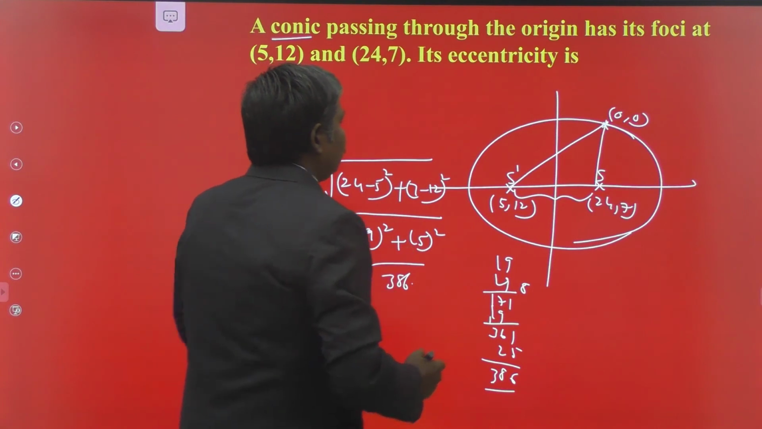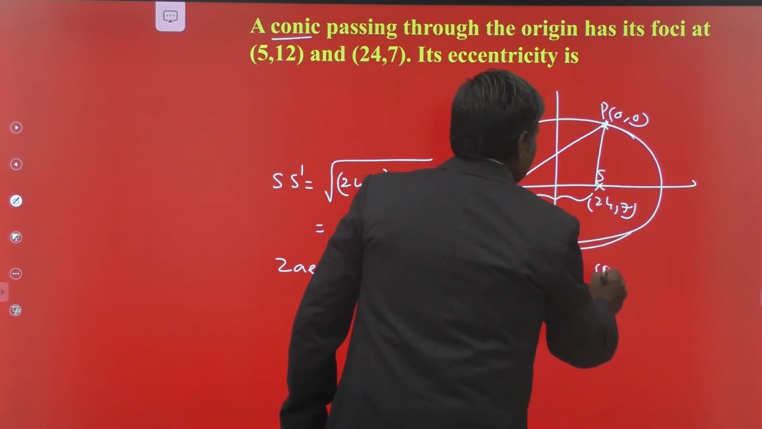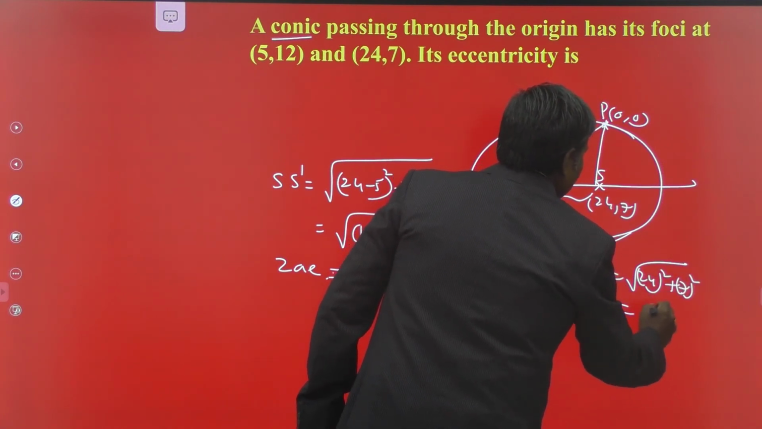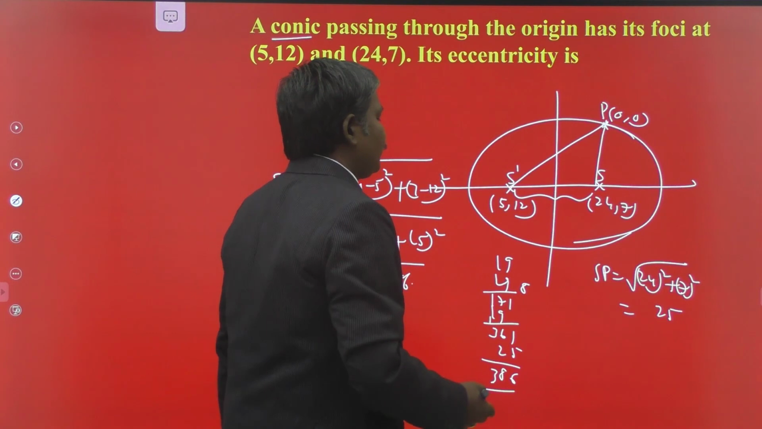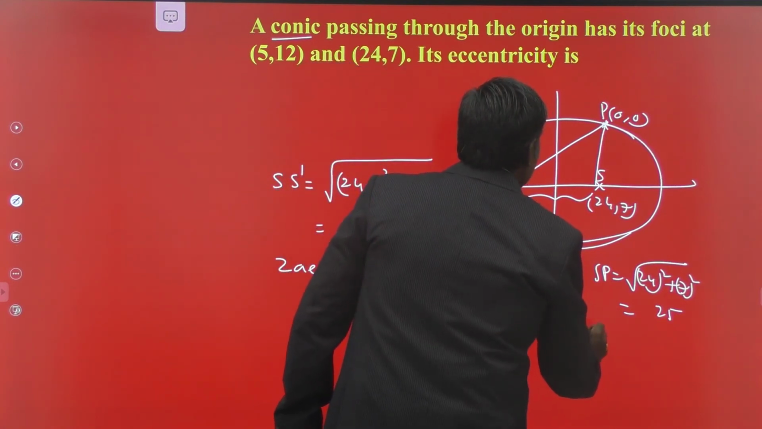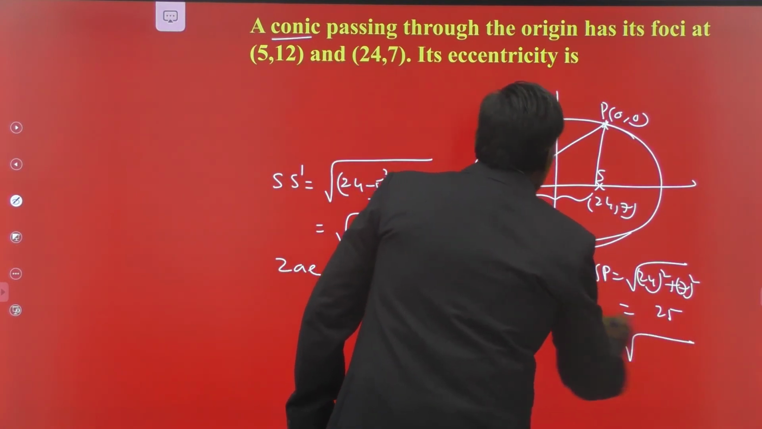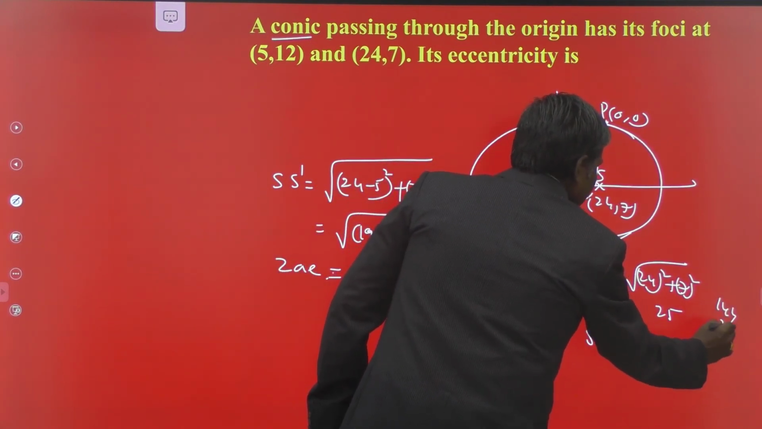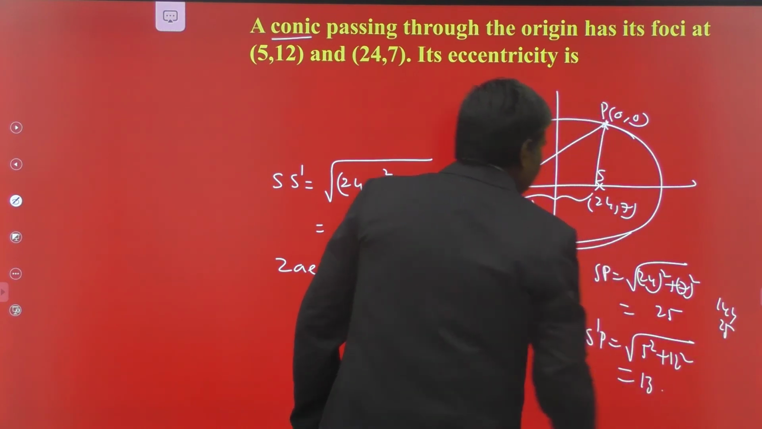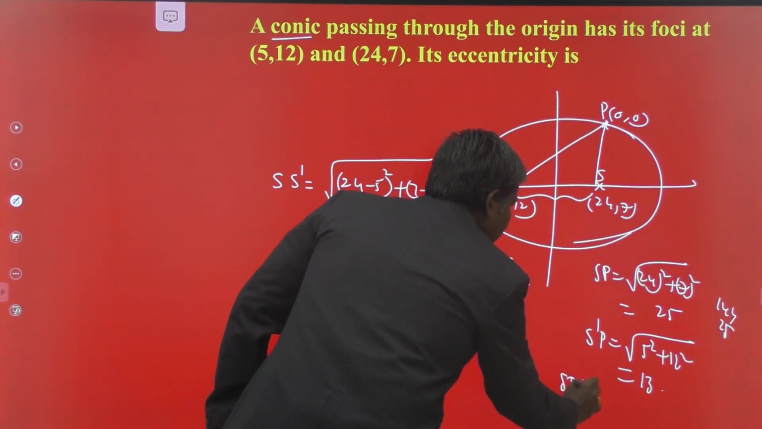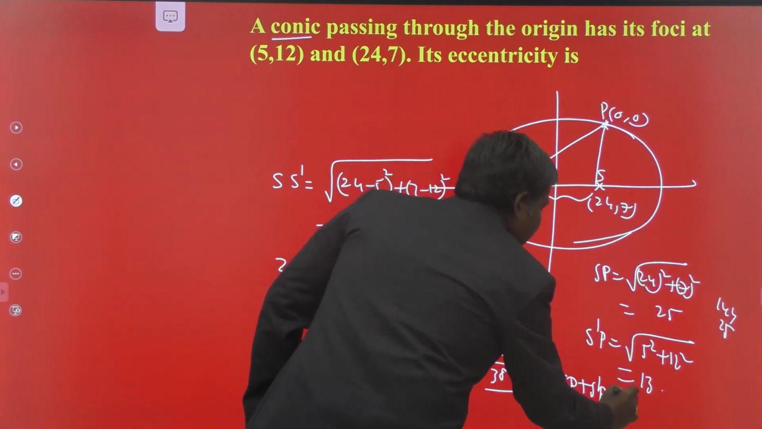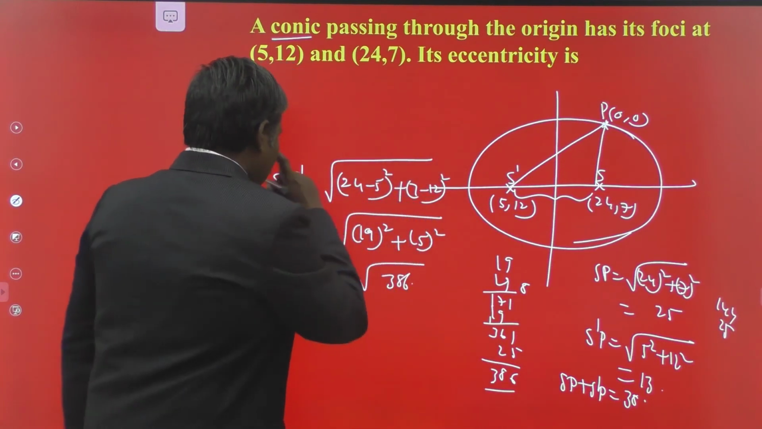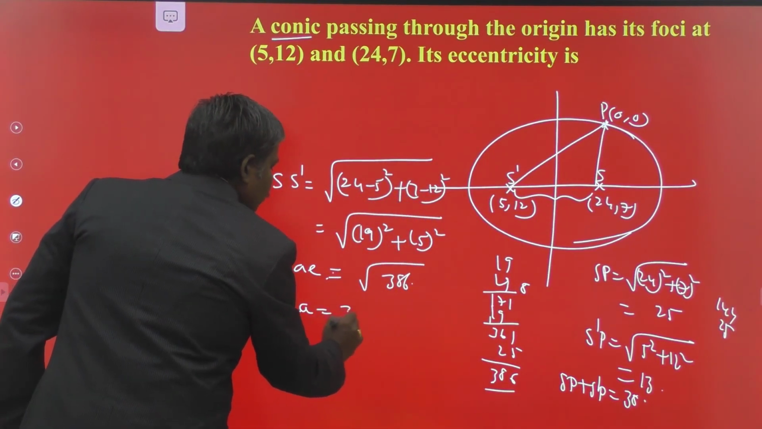Again, we have to find out SP. SP is nothing but root of 24 square plus 7 square, that is root of 25 square, which means 25. S dash P is square root of 5 square plus 12 square, that is 25 plus 144, 169, that is 13. SP plus S dash P, what is that? 38. So 2a is equal to 38.